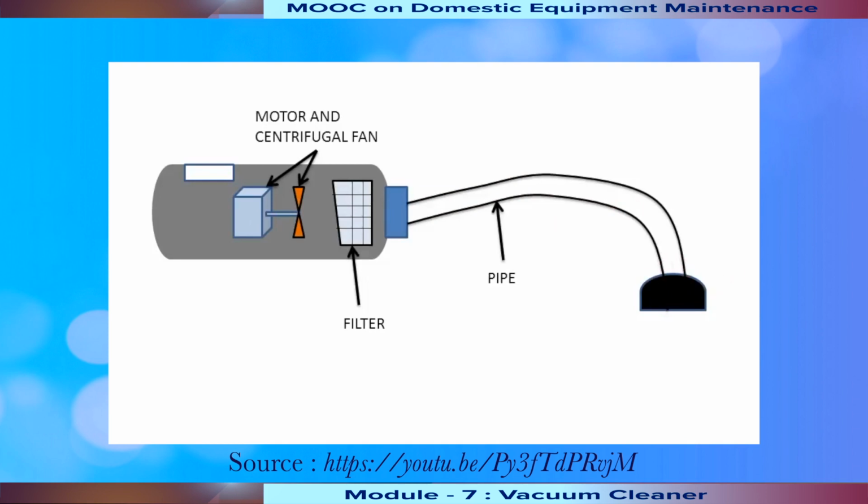When AC power supply is applied, the fan starts rotating and it will create a pressure difference. This pressure difference will suck the air through this pipe and the pipe sucks the dust particles. This air with dust particles will reach the filter. Here it will be filtered and clean air will pass, which will reach the atmosphere.